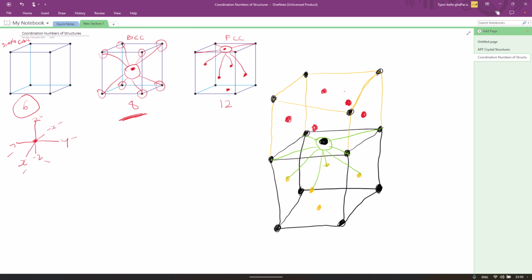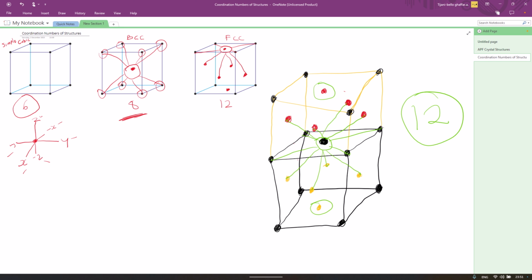1, 2, 3, 4, 5, 6, 7, 8. Remember, I said it cannot get down here, it can't get to this down part. No, so it goes again to the side facing atoms, 1, 2, 3, 4. Remember, I said he cannot connect to this guy and this guy because they are way far away from him. And that is how we have 12 coordination number for the FCC.